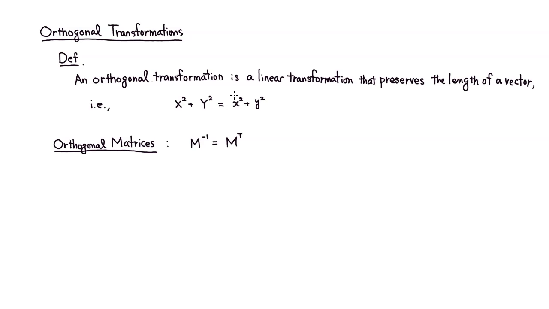There's an interesting characterization of orthogonal matrices. So you have a matrix corresponding to an orthogonal transformation. If you look at the inverse of the matrix M, the orthogonal matrix M, it is exactly the same thing as the transpose. Right, so let's see if we can show that.